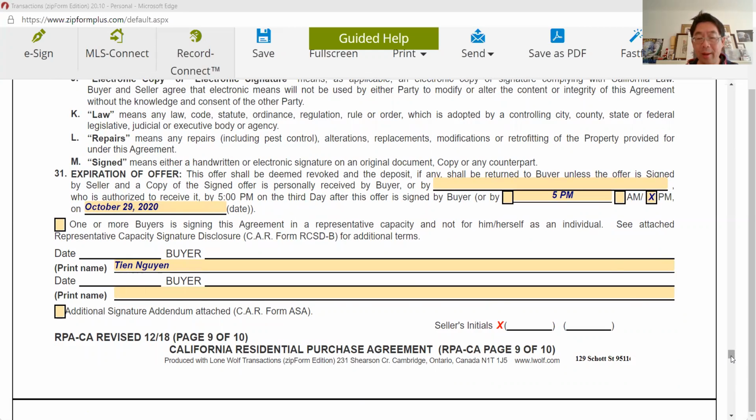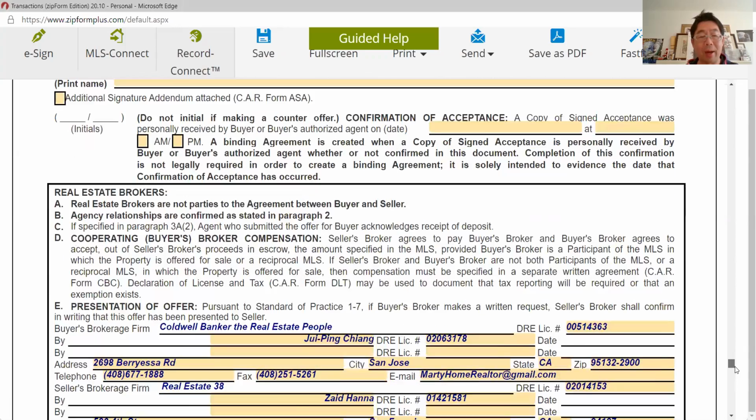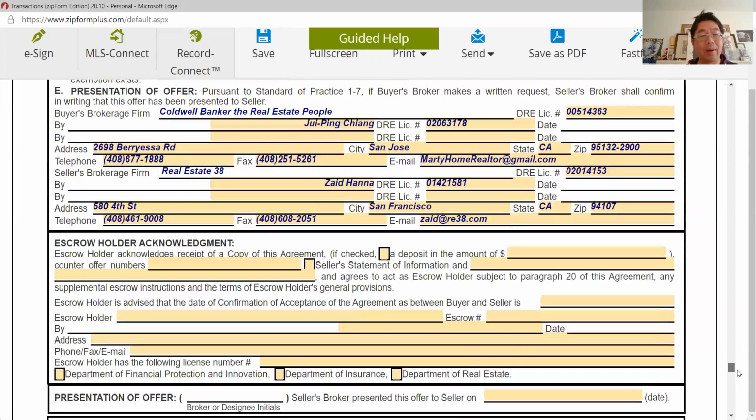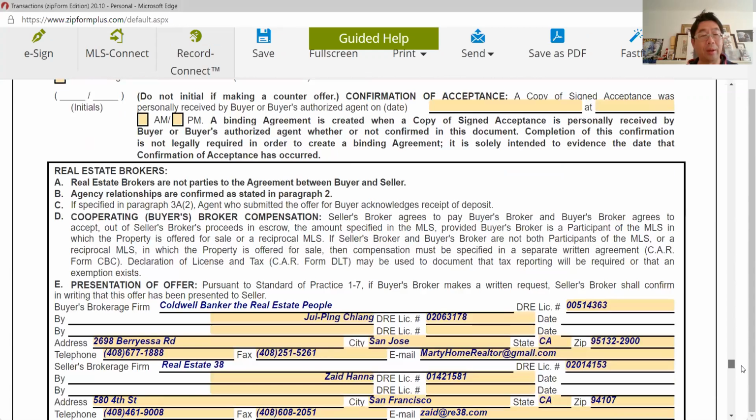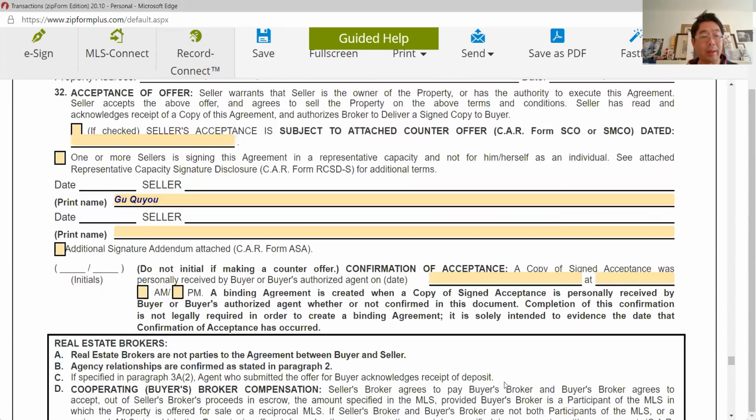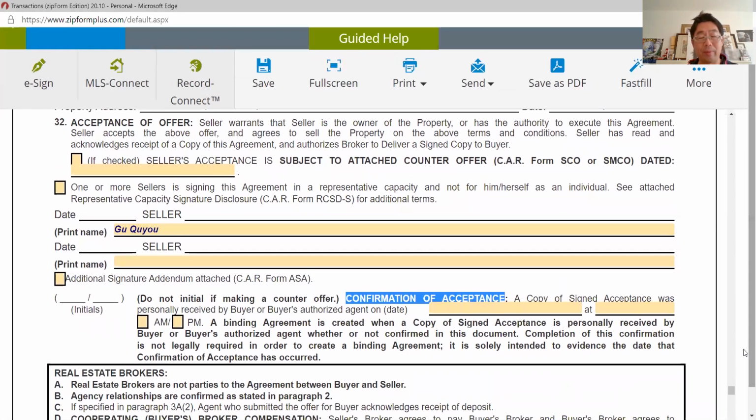If they agree, then they will come down to here to sign. They will initial right here to confirm acceptance, and the seller will sign right here. And the day they accept, which will be 10/29 sometime, with the initial, that means he accepts you. Once that is done, I need to send it back to them and say we also accept.